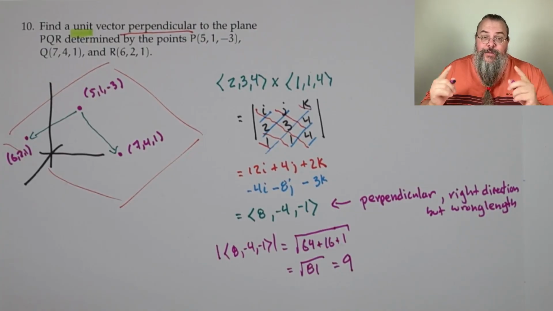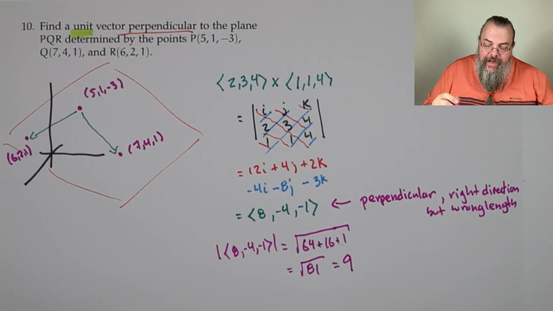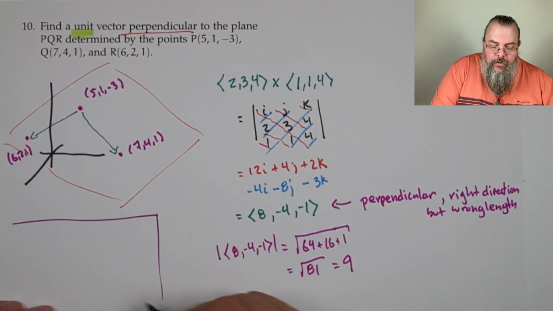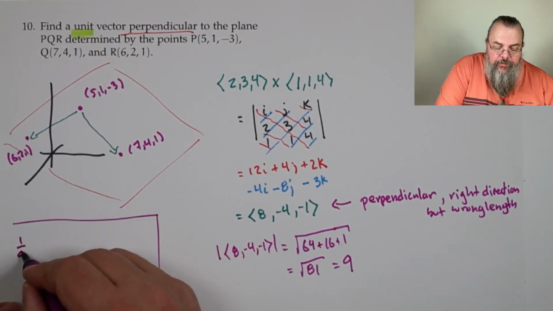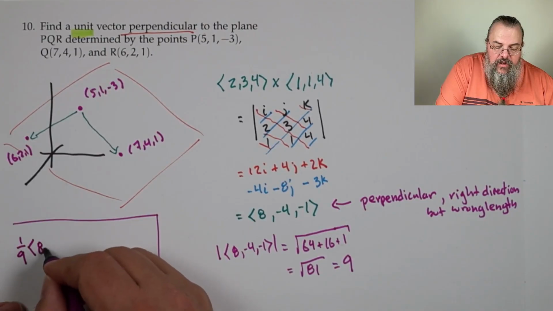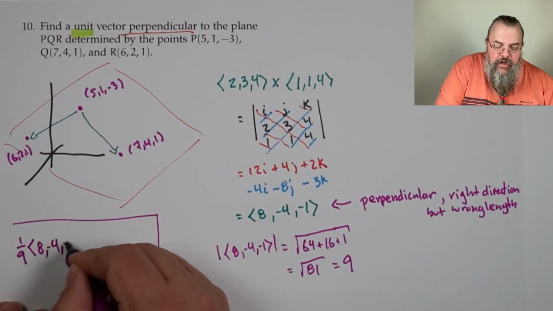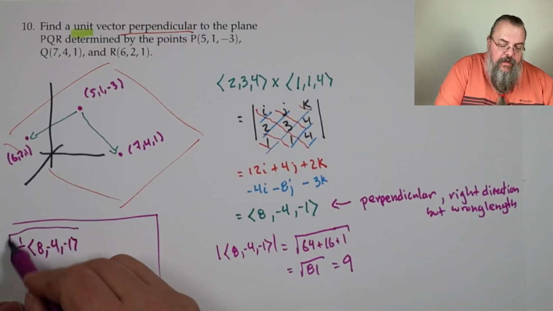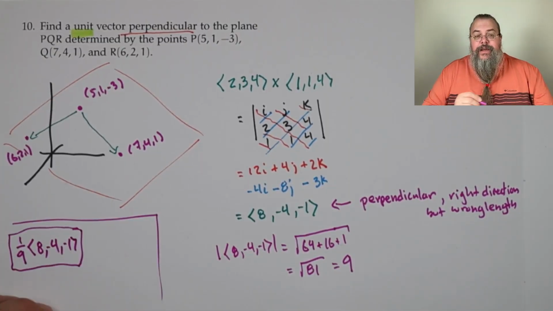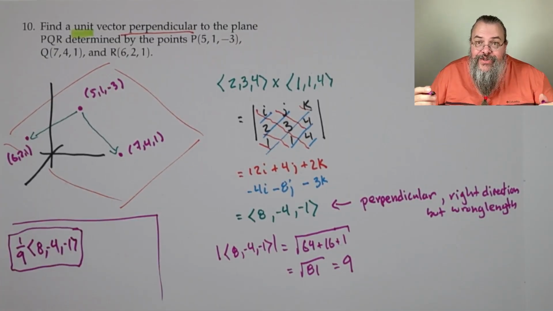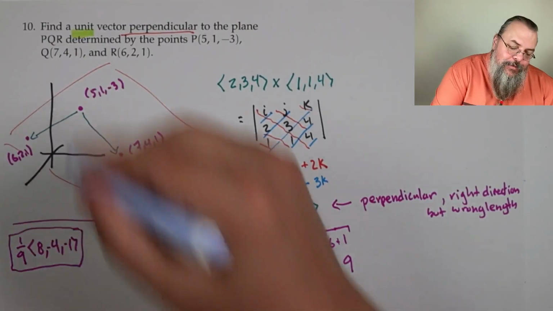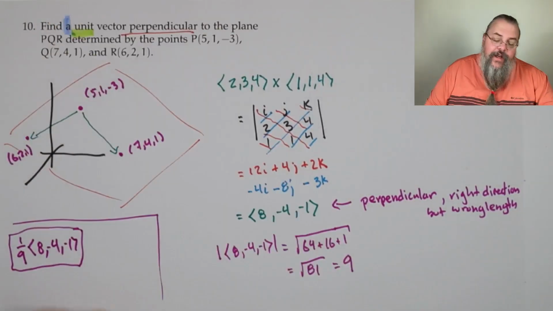We want the length to be 1. So our answer is we scale. We're going to take 1/9 times 8, negative 4, negative 1. Now you could move the 1/9 in. I would probably leave it out. And that's the answer. Or technically that's an answer, because it says find a unit vector, not the unit vector.